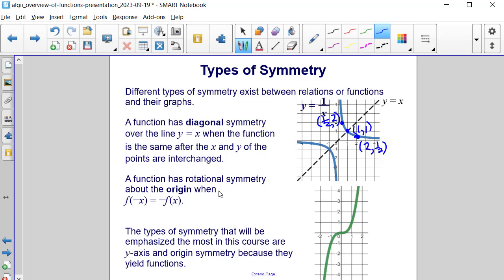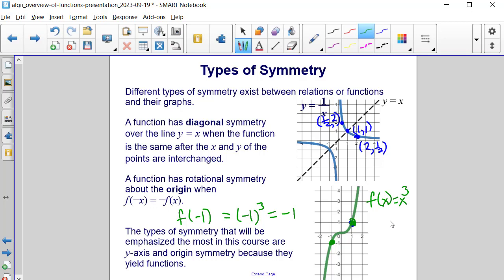A function has rotational symmetry about the origin when f of negative x is equal to the negative f of x. Or when you substitute the negative in, you get the negative of the original output. So for example, when we have 1, 1 as our first point, if we take negative 1, where this f of x is equal to x to the third, when we substitute negative 1 in for x, we get negative 1 to the third power. And when we evaluate it, it's negative 1.